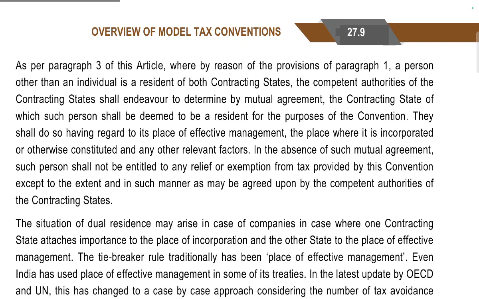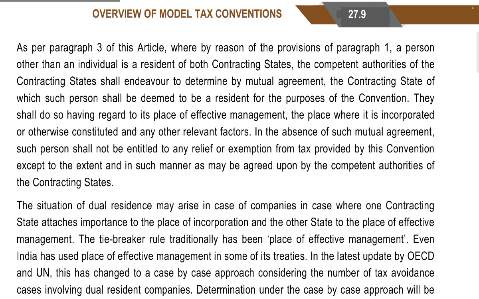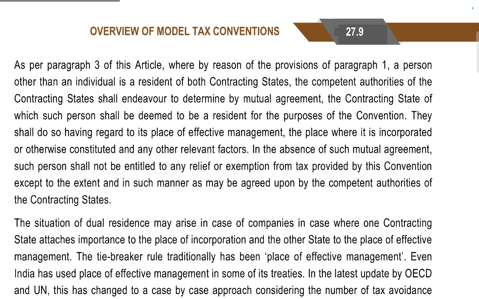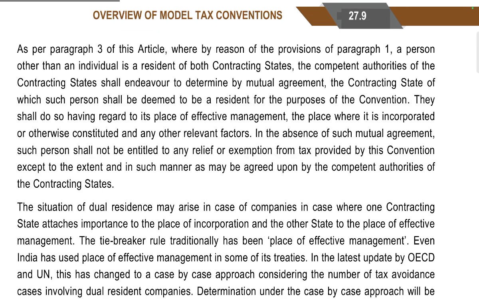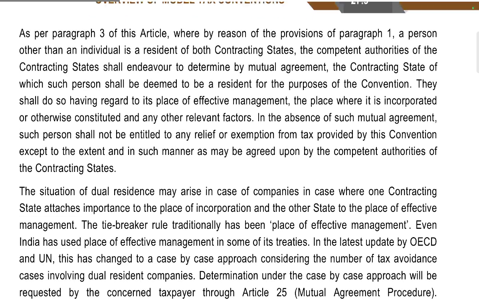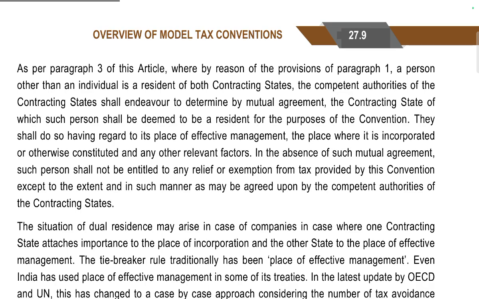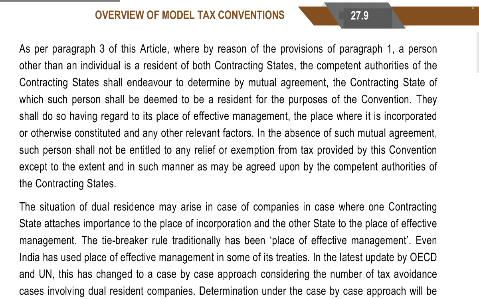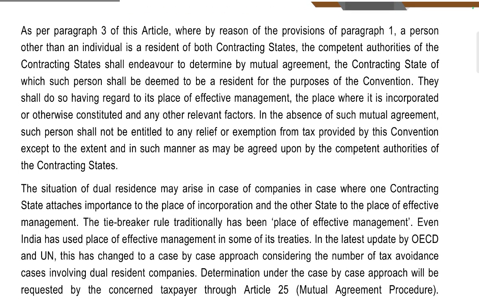As per paragraph 3 of the article, where by reason of the provisions of paragraph 1 a person other than an individual is a resident of both contracting states, the competent authorities of the contracting states shall endeavour to determine by mutual agreement the contracting state of which such person shall be deemed to be a resident for the purposes of the convention.